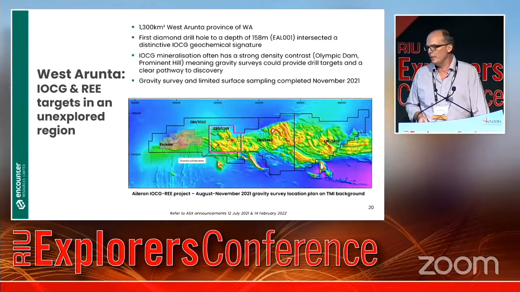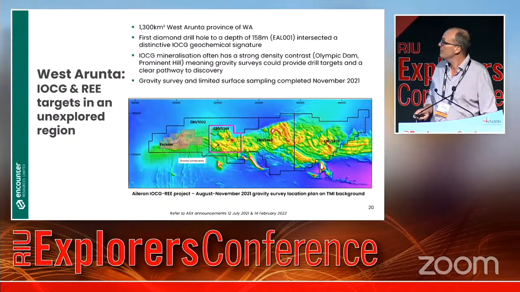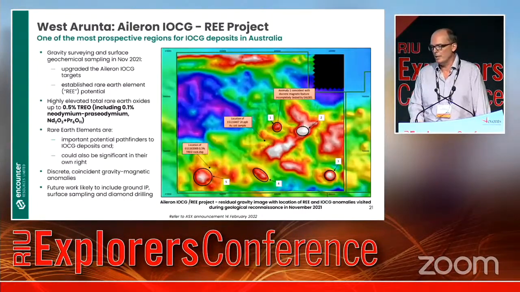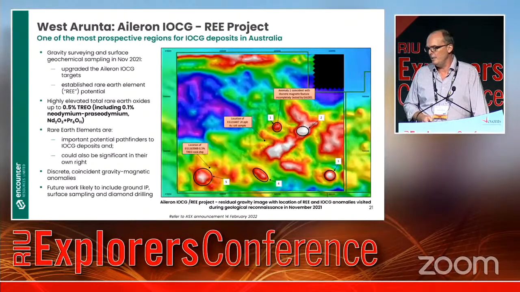It failed with a mechanical issue on a drill rig. It intersected some really interesting IOCG type signatures with gold, copper and rare earths. We completed a gravity survey in November last year in that magenta box, and you can see the outcome there is we've identified some really interesting coincident magnetic gravity anomalies nearby.